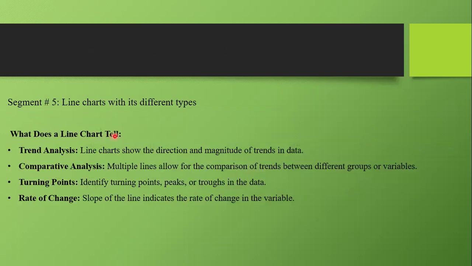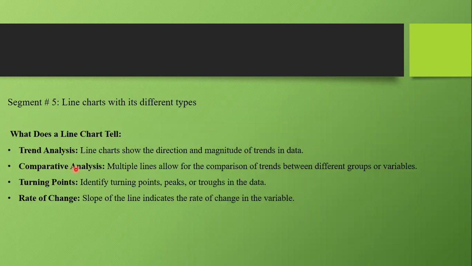What does a line chart tell? If we need to interpret a line chart, how can we interpret it? Trend analysis, it will let you know the trend analysis of your data. Like for example, I told you about stock exchange. The prices are going upward, downward, or they may be on moving average. So if we would like to know the pattern, whether it is increasing or decreasing, we need to have some trend analysis. So line charts show you the direction and magnitude of the trend in the data.